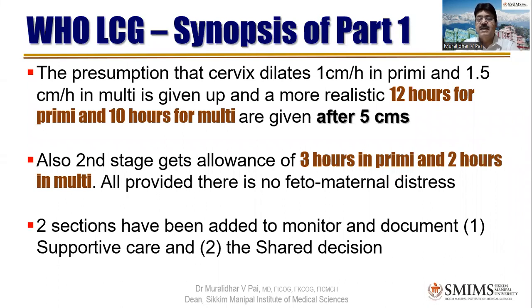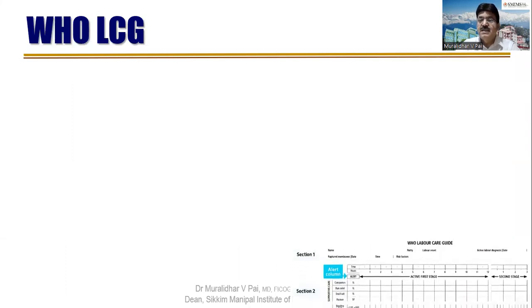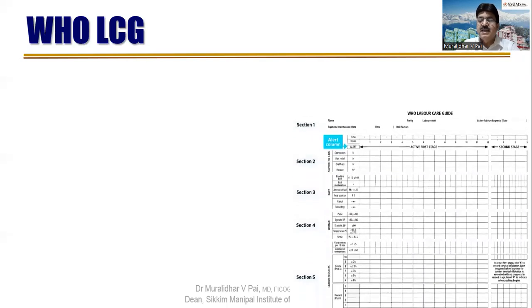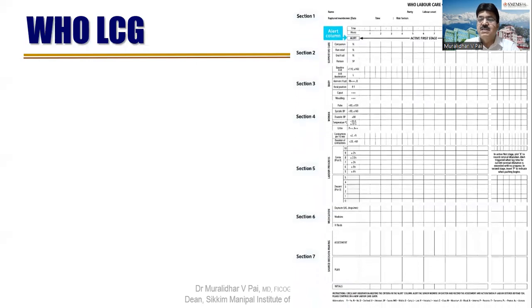It is available on the net. You just type WHO Labor Care Guide 2020, you will get the entire labor guide, and all my slides are based on that, even including the examples. So the WHO Labor Care Guide, as I said, looks exactly like the old WHO Partograph. It is an A4 size paper with so many sections. Here there are actually 7 sections, and there are columns, there are rows, and there are things to enter. I am going to explain them.